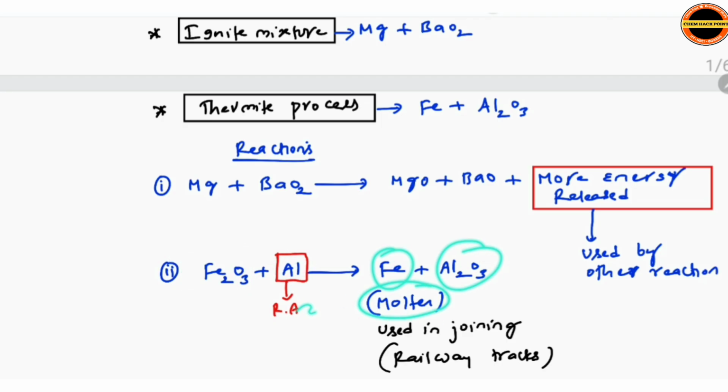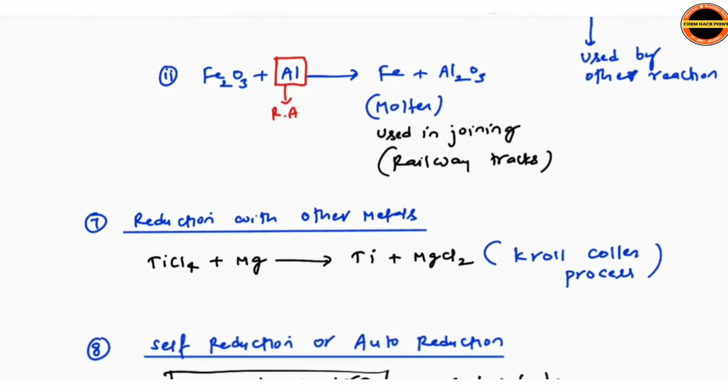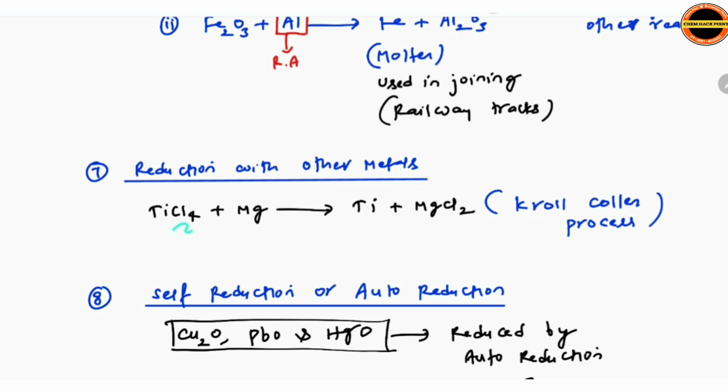Here it is in the molten state. The molten iron you get is used in joining railway tracks. Even this thermite process is used in joining railway tracks, using the molten iron obtained by this process. Okay.